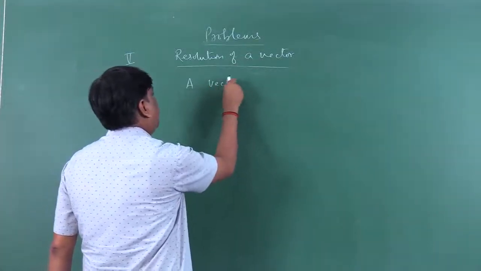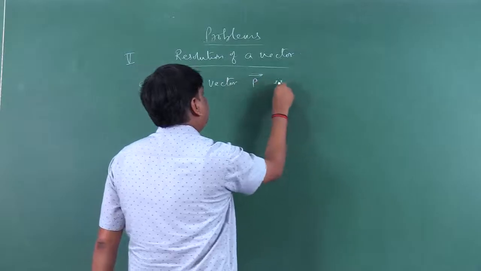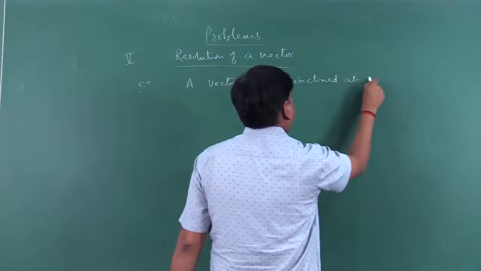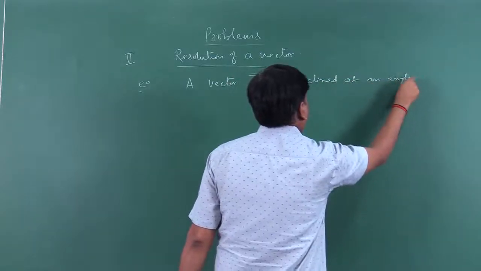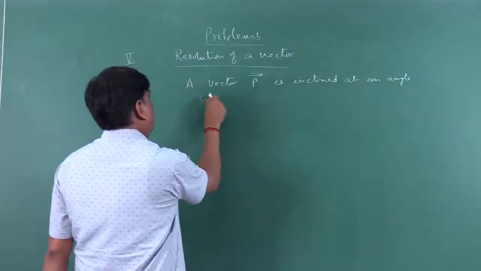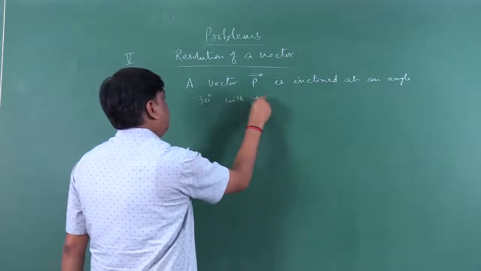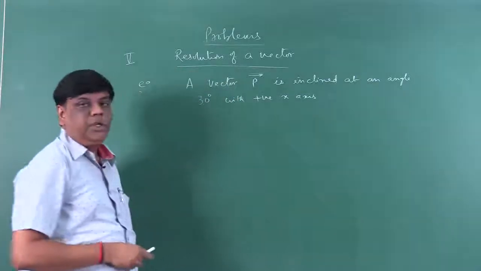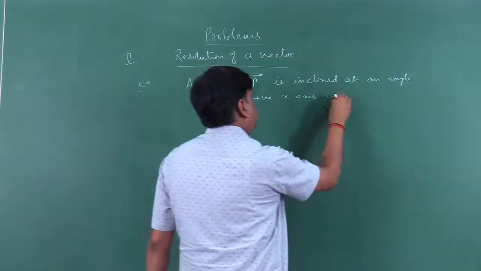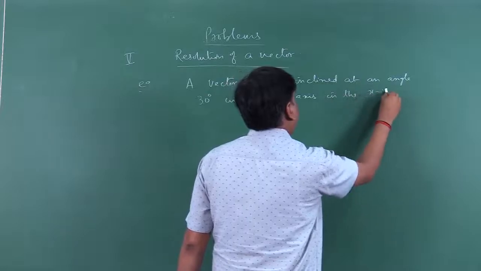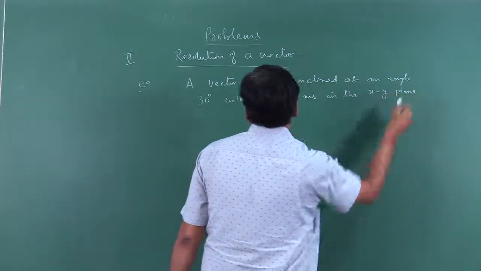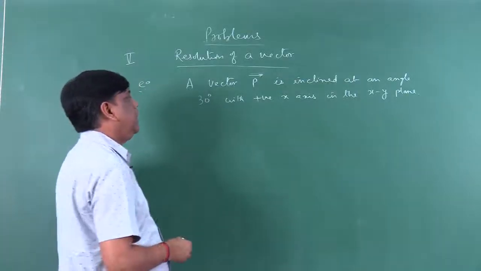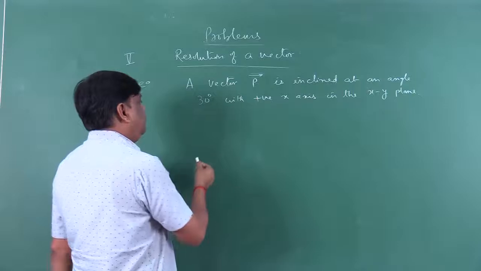A vector P is inclined at an angle 30 degree with positive x-axis. ठीक है? In the xy plane. मतलब वो वेक्टर बेटा xy प्लेन में लाई कर रहा है और 30 डिग्री एंगल बना रहा है with the positive x-axis. Clear?